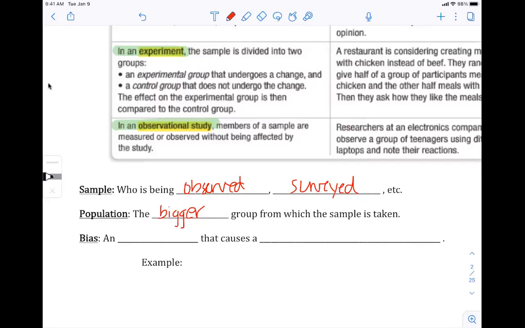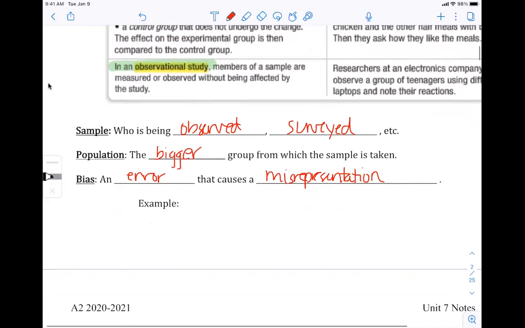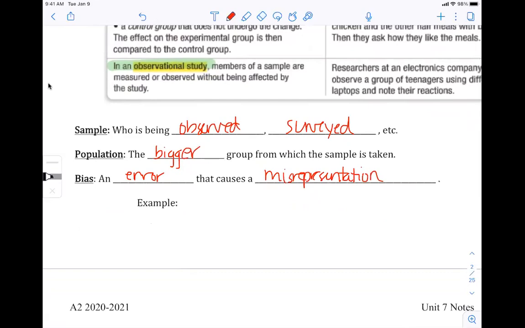And then the last part about this is something called a bias, which is just an error that causes a misrepresentation. We'll get to some examples of that in just a minute, so I'm going to come back to this part.